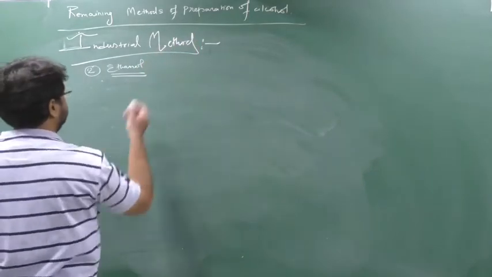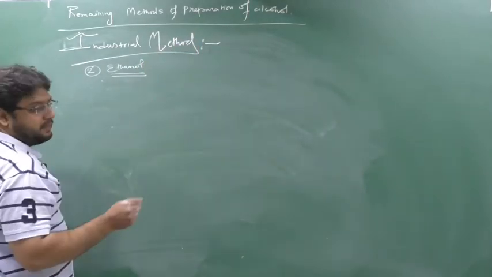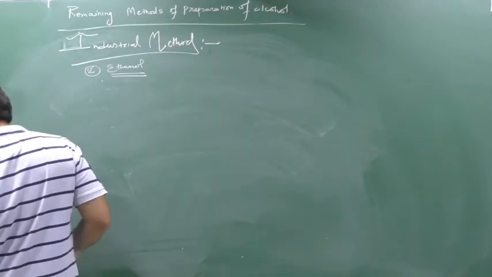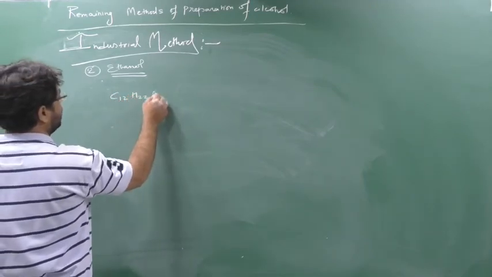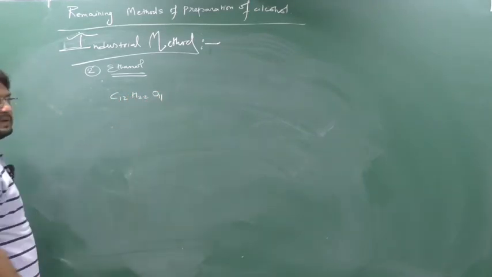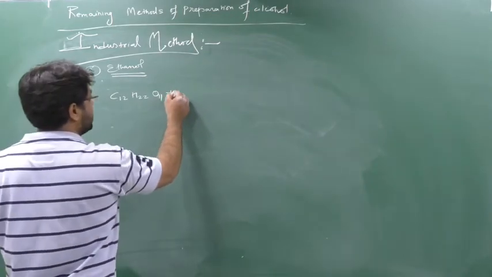So in the first step what are we doing? We are taking molasses, and what is present in molasses? Sugar. So we are taking sugar, that is C12H22O11, and we are doing the fermentation. So for fermentation water is required.